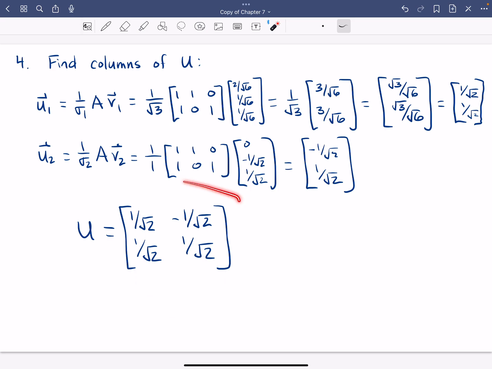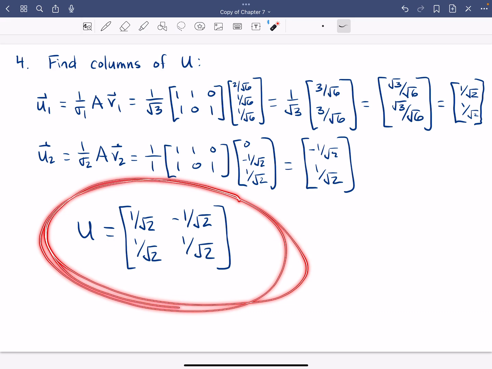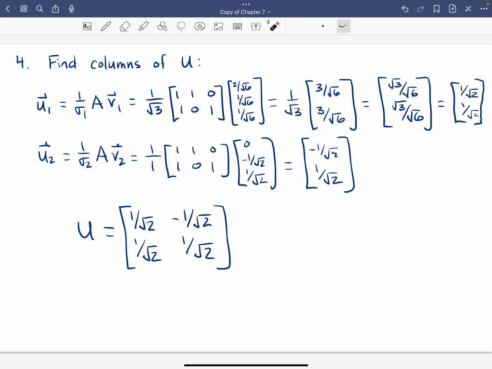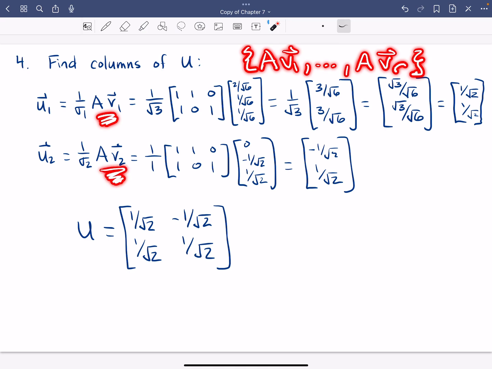Now, you should be able to check that U is an orthogonal matrix, meaning it's a square matrix with orthonormal columns. The reason those columns are orthonormal is, remember we had that proof on Friday showing that AV1 all the way up to AVR, where R is the number of non-zero singular values, is an orthogonal basis for the column space. So in particular, these vectors should be orthogonal to each other.